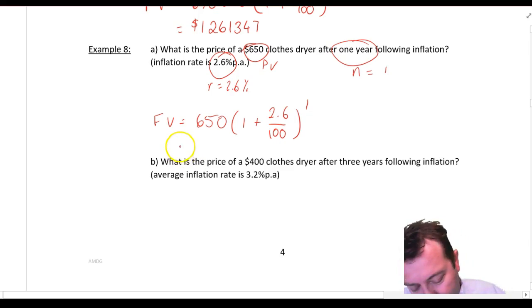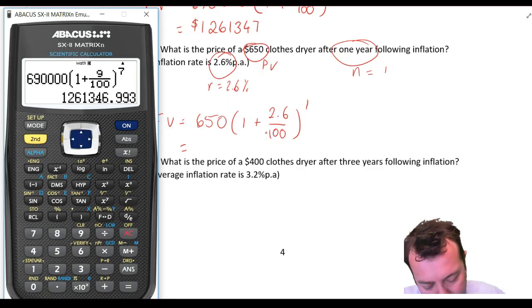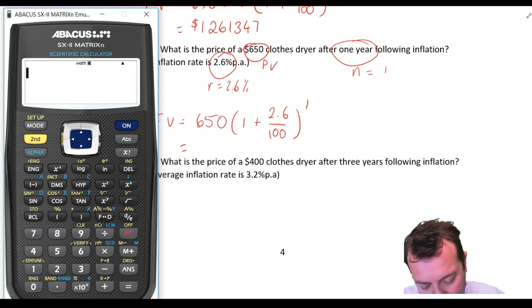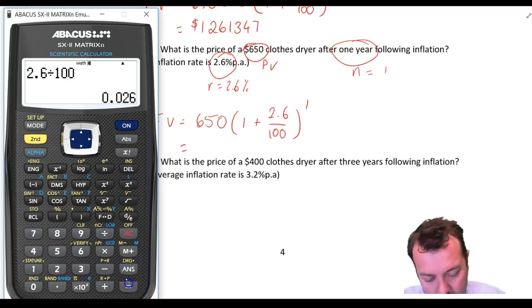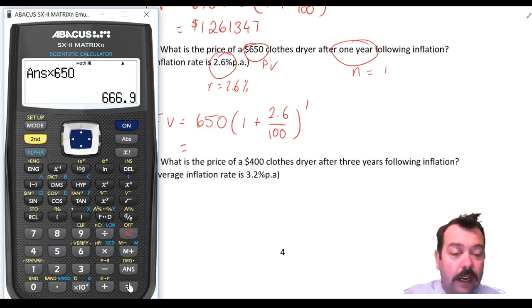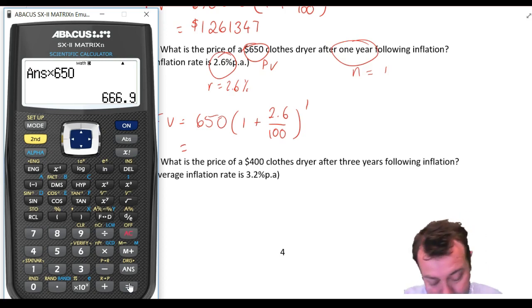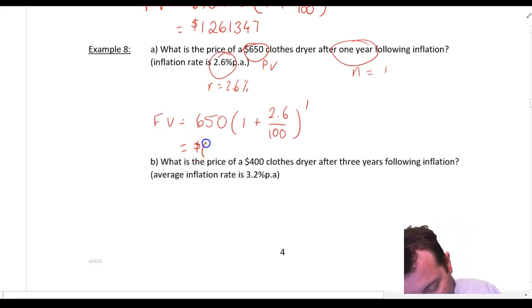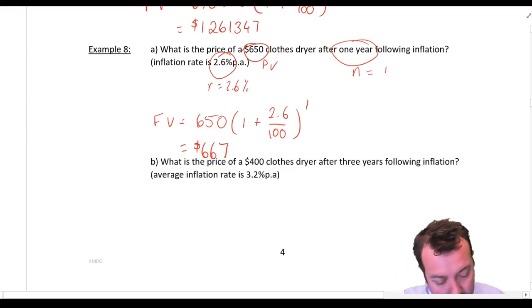I'm not going to type it into the calculator like that, though. But here we go, out comes the calculator. I'm just going to do something a bit faster here. I'm going to go 2.6 divided by 100. Whoops, that's not 100, is it? Equals, plus 1, times 650. Of course, you can type it into your calculator exactly as it appears on the page, but that's probably a little faster. So that's suggesting to me that it's going to cost about $667.